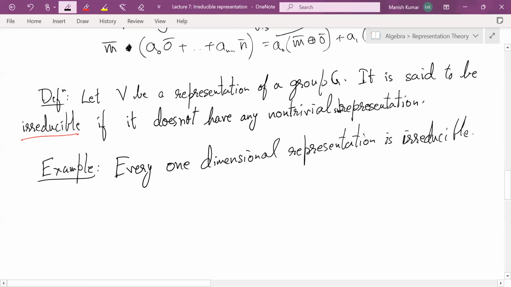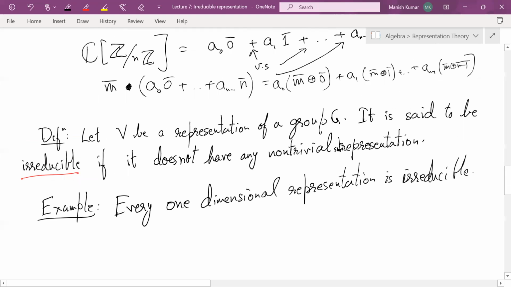So we will see, using the next proposition, that if you are given any representation, then you can decompose it as a direct sum of irreducible representations. This statement holds for complex representations, or what you need is characteristic zero. This is where characteristic zero is very crucial.